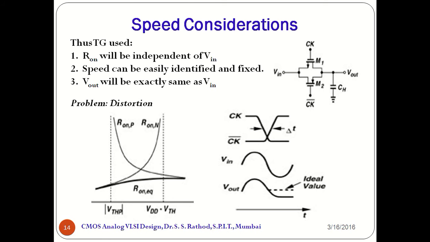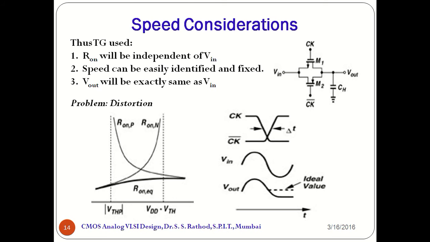If you use a transmission gate as a switch, the on resistance of the switch will be independent of input voltage. Since R on will be fixed and CH is a fixed capacitor, tau, the time constant, which is R into CH, will be fixed, that is, the frequency is fixed. Hence we can say that speed can be easily identified and fixed for this circuit, which is not true for the NMOS or PMOS switch because R on will go on continuously changing.